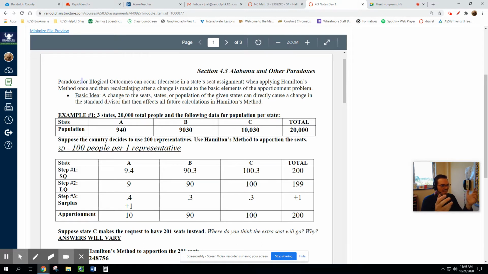So the basic idea here about the paradoxes and illogical outcomes is that a change to the seats, states, and population of the given states can directly cause a change in the standard divisor that then affects the full future calculations using Hamilton's method. So essentially it's this: we're going to change the population, we're going to change the seats, the states, whatever. Now everything changes.